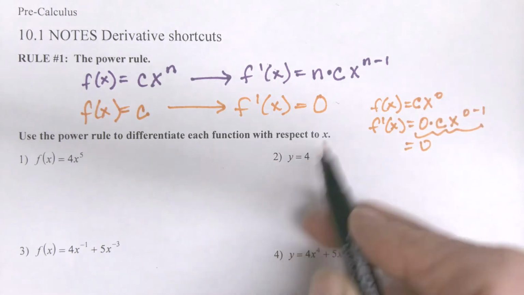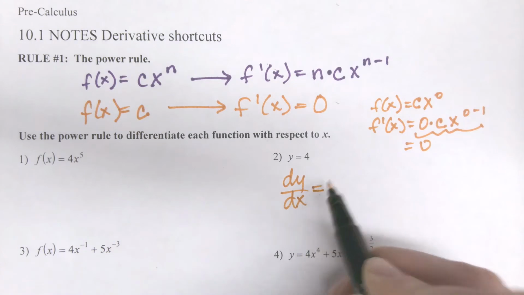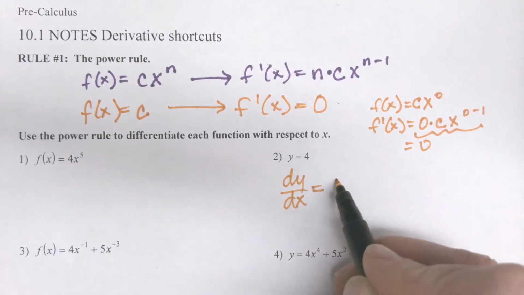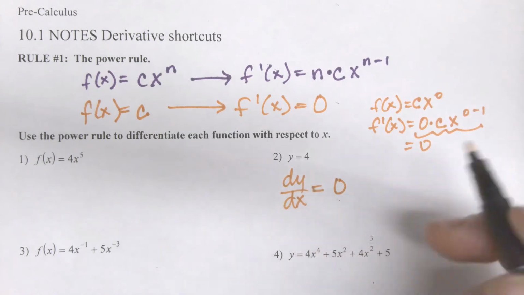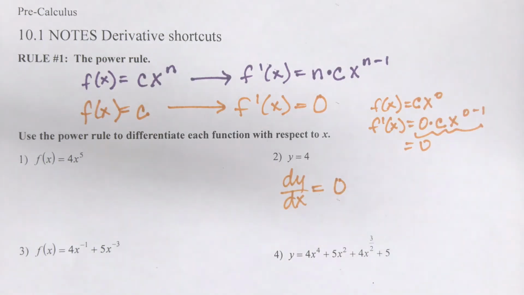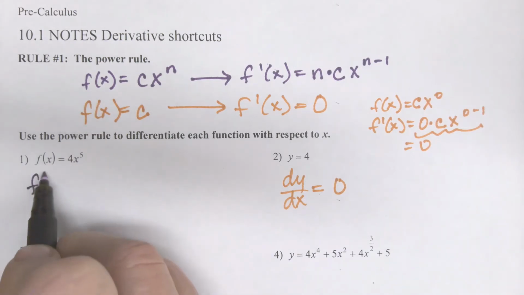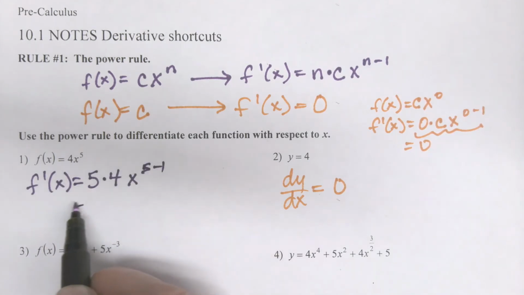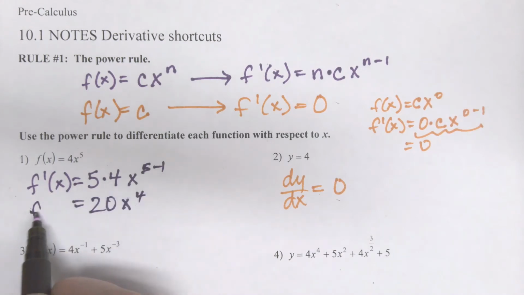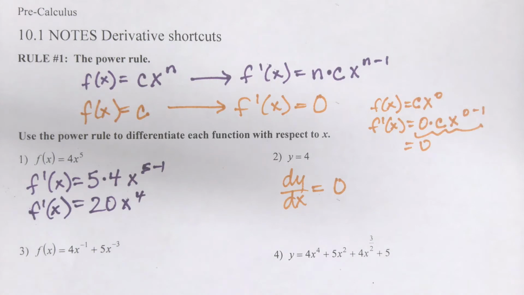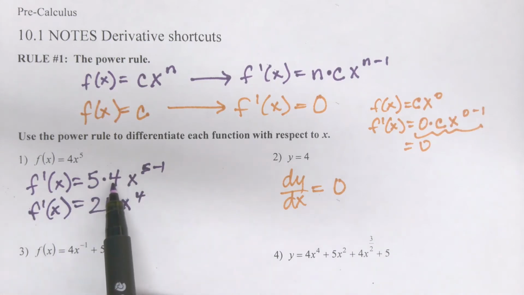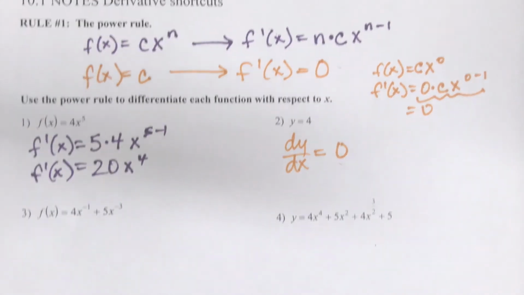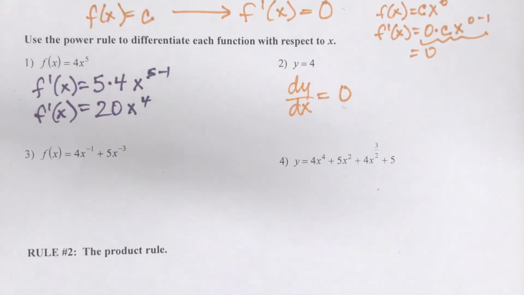So when I look at this problem number 2, dy dx is just another way of saying a derivative of y with respect to x. That is 0, because this is 4, which is a constant. Okay, so now when I'm applying the power rule, as in number 1, f prime of x would be 5 times 4 x to the 5 minus 1 power, or 20x to the 4th. And you can go through them sort of quickly. Once you get used to it, it's just power multiplied in front and then lower the power 1. As I work through them, I can have negative powers, I can have fraction powers, it doesn't really matter.